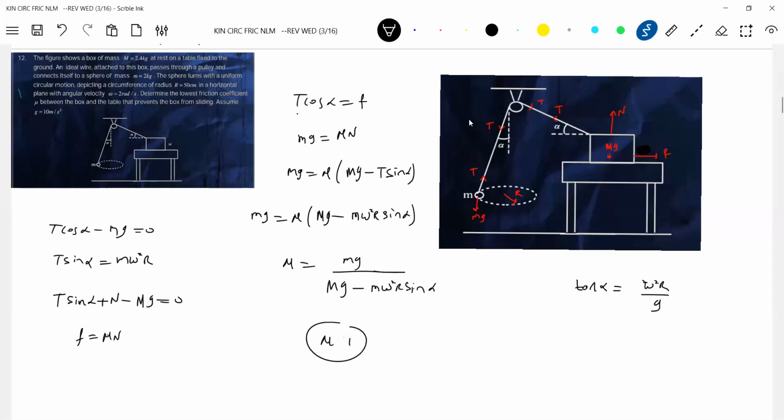Sir, you substituted wrong, sir. Mg equal to mu into capital Mg minus m omega square r only, sir. Again, you wrote sin alpha. T sin alpha is only m omega square r, no, sir. Oh, once again I wrote sin alpha, it will not be there. T sin alpha. Okay, fine.